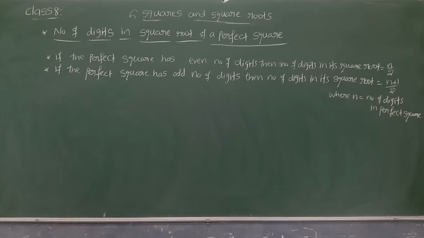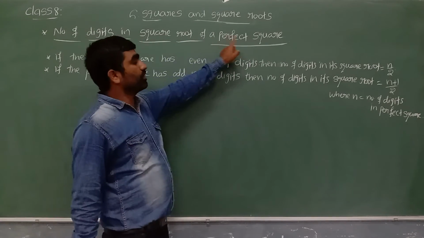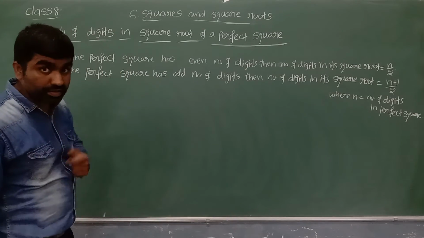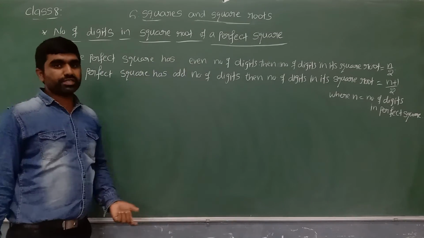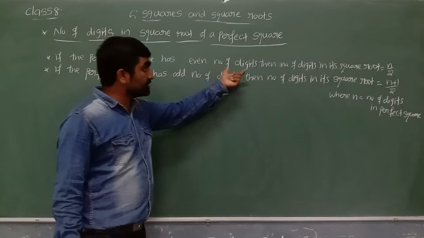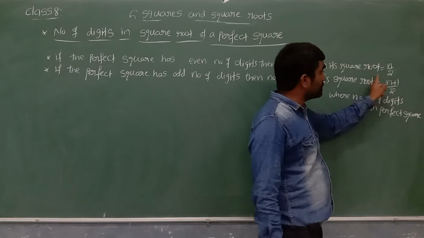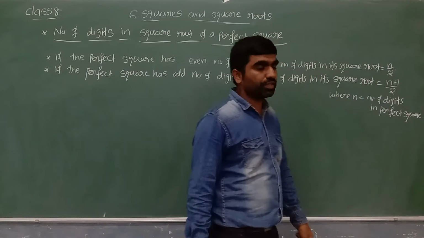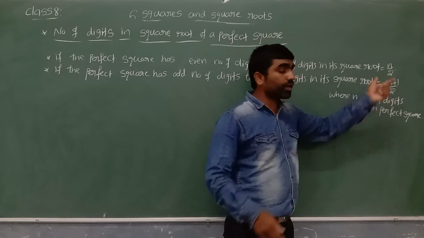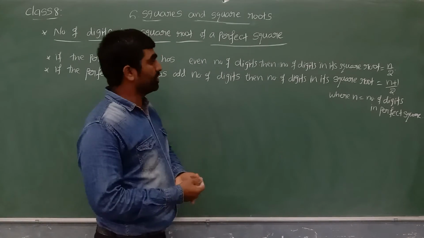Okay, let's see one more small concept. If you want to know the number of digits in the square root of a perfect square, we have conditions here. One is: if the perfect square has an even number of digits, then the number of digits in the square root is n by 2. So we have this formula. With the help of this, we can find how many digits are there in the square root of the perfect square.